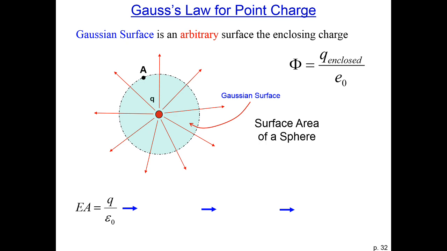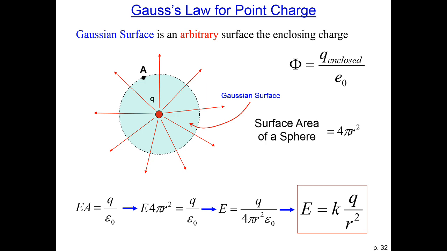We know that the surface area of a sphere is 4 pi r squared, so plugging that into the area and isolating the value of the electric field gets us the electric field is equal to Q divided by 4 pi r squared epsilon naught. So we'll notice this is exactly equal to Coulomb's law. So from this you can see that Gauss's law helps us to find the electric field around a charge.